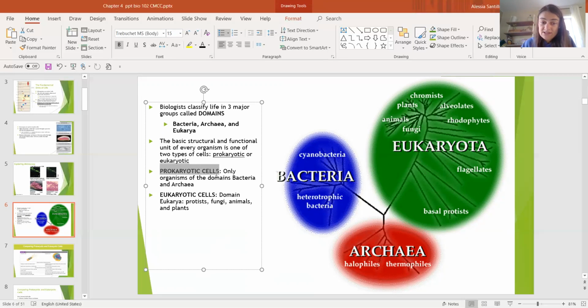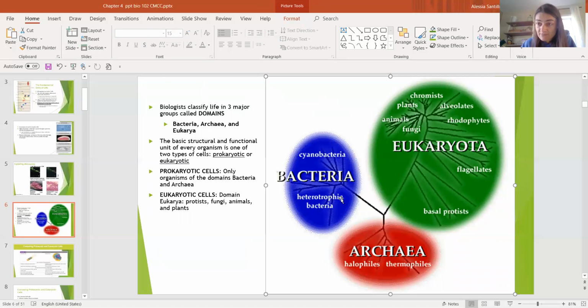Prokaryotic cells are cells that can be found in the bacteria domain and the archaea domain. So if we find a bacteria, which is a single cell, that cell is going to be what type of cell? A prokaryotic cell. If we find an archaea, that cell is also going to be a prokaryotic cell.